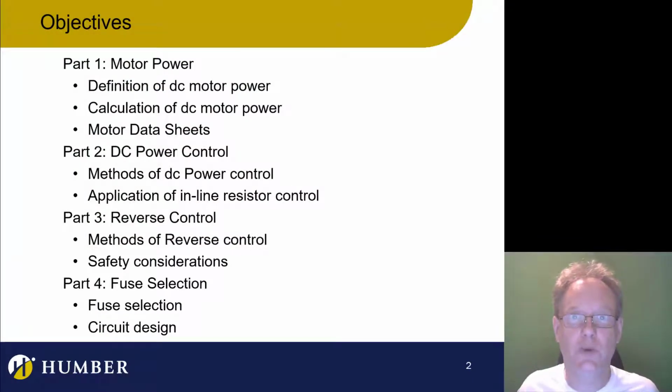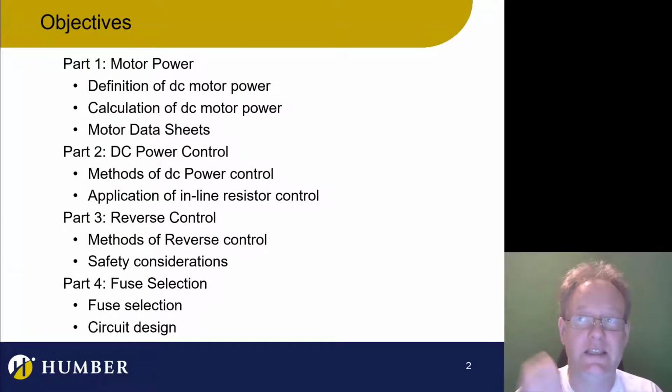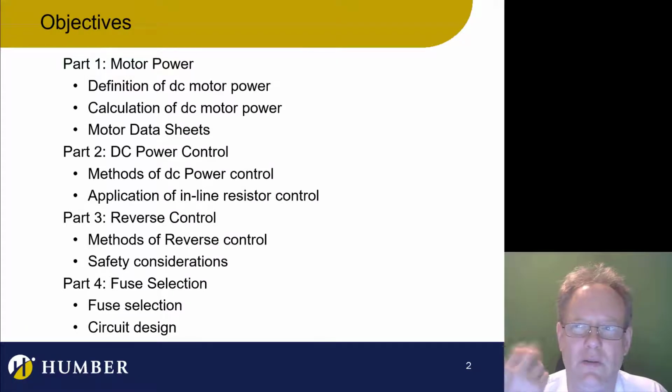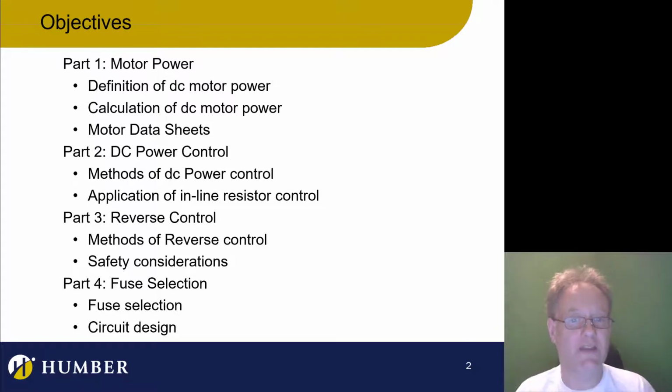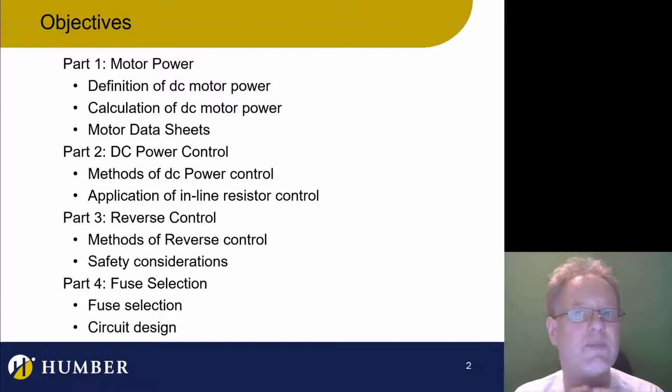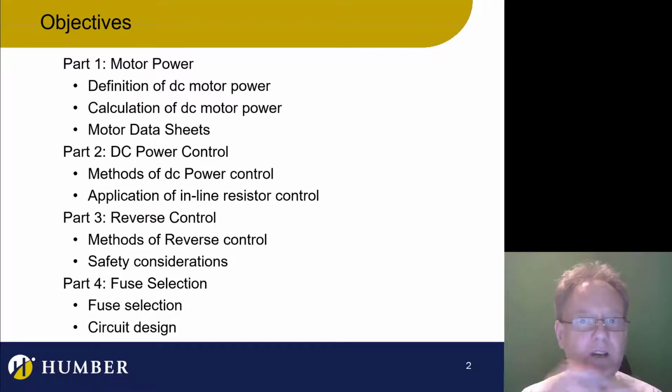So this is what we're going to do. We're going to talk about DC motor power and what that actually means. Like, what does it mean if a motor has DC power? We're going to talk about the definition of DC motor power, and we're going to look into calculating it. Yeah, and how do you actually calculate it? And we're going to look at some data sheets. It's a pretty complicated calculation, actually. You'll be surprised about that.